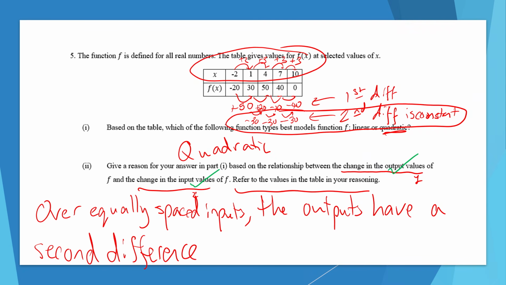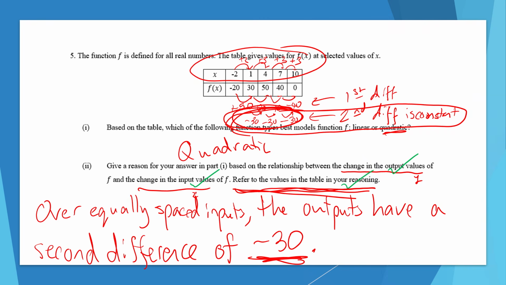The outputs have a second difference, and now we need to refer to values in the table in our reasoning. And what's the best way to do that? We just want to show that we didn't just memorize a cookie cutter answer, and we actually did the math and looked at the table. So really what they want is a second difference of minus 30. They want that number there to show that you actually did the math to find that second difference. That covers the refer to the values in the table in your reasoning. And this would be a perfect answer for a part 2 of this type of question.